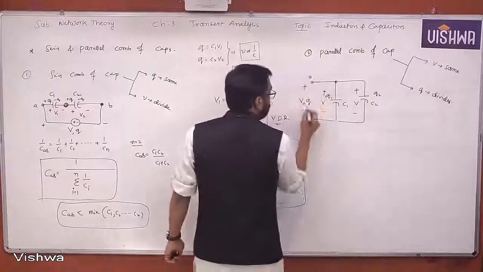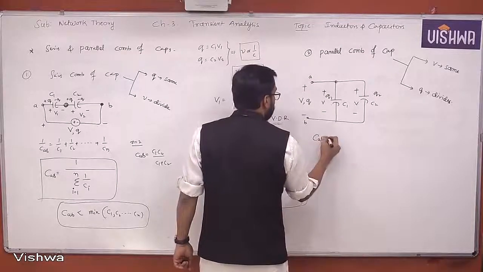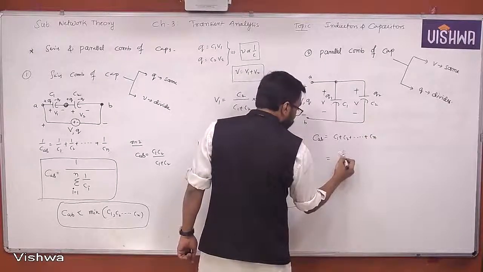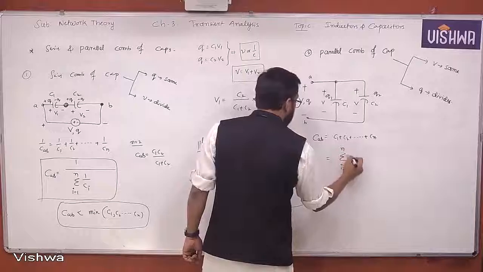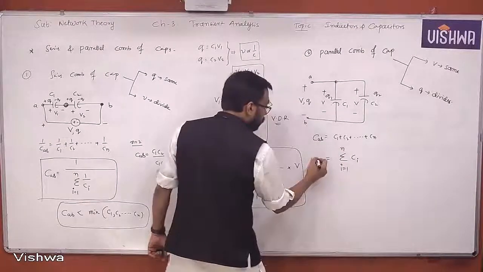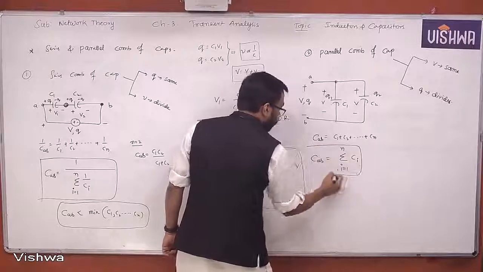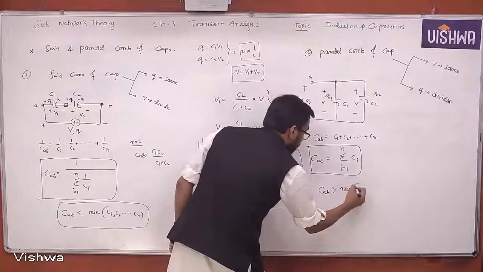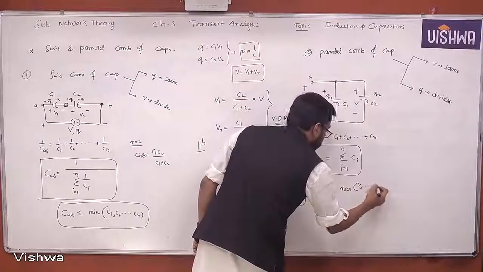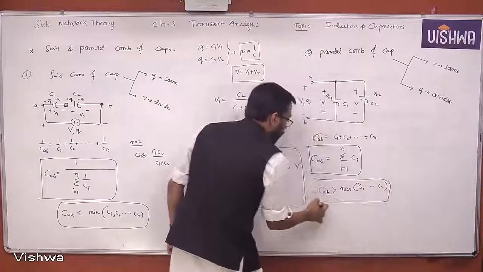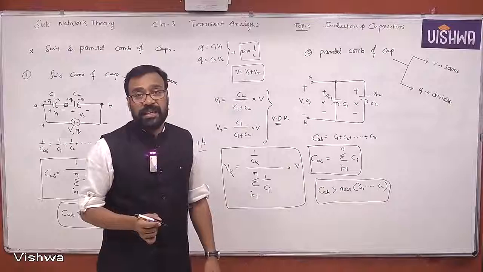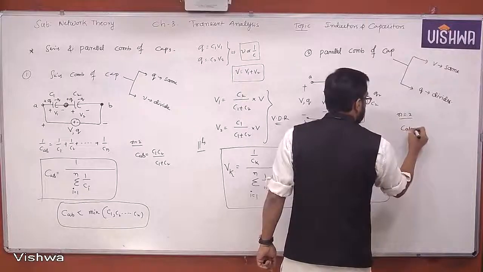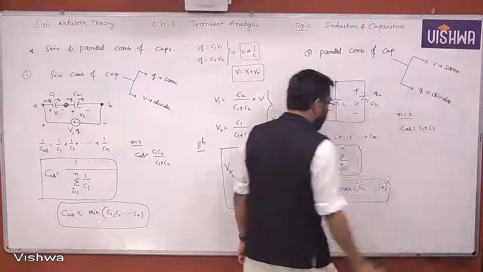Now this is A, this is B. Let us assume CAB will become C1 plus C2 and so on up to Cn. Finally, I can write it as the summation i equals 1 to N of Ci. CAB can be written like this. Understand all of you? Now CAB is greater than even the highest value among C1 and so on up to Cn. Understand all of you? Okay. N is equal to 2. Obviously, CAB will become a simple one, that is C1 plus C2 for a parallel combination.